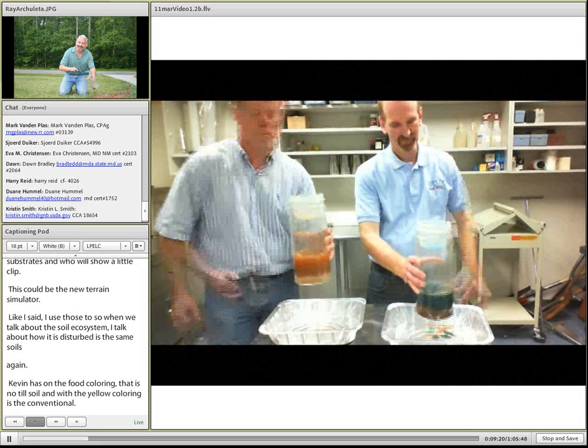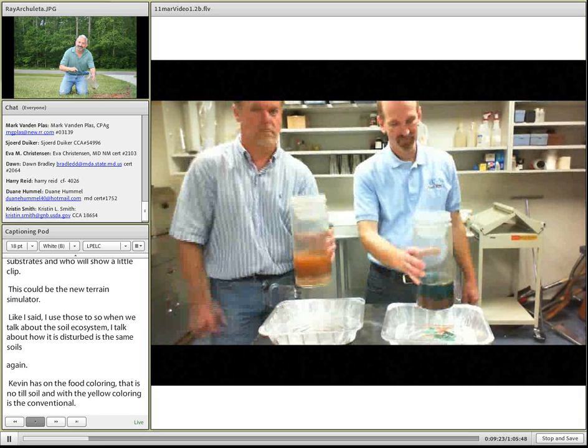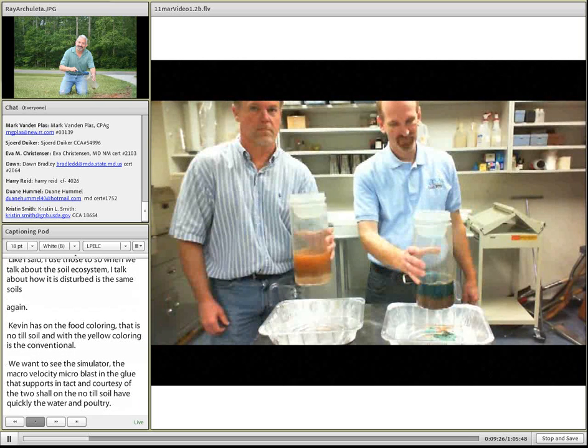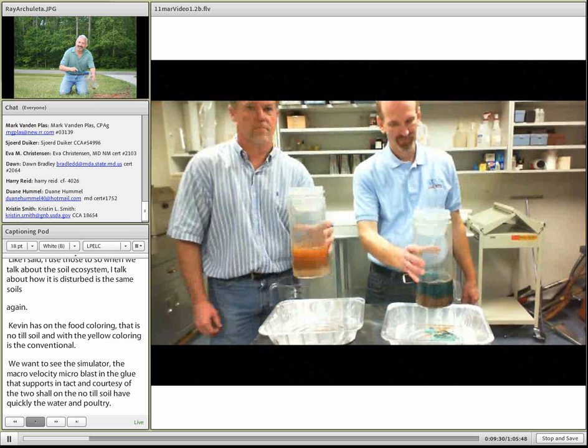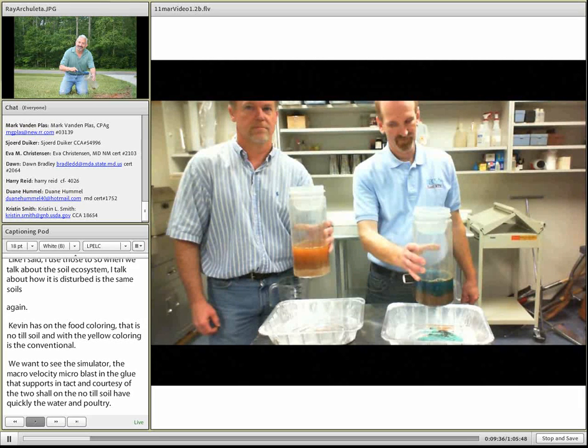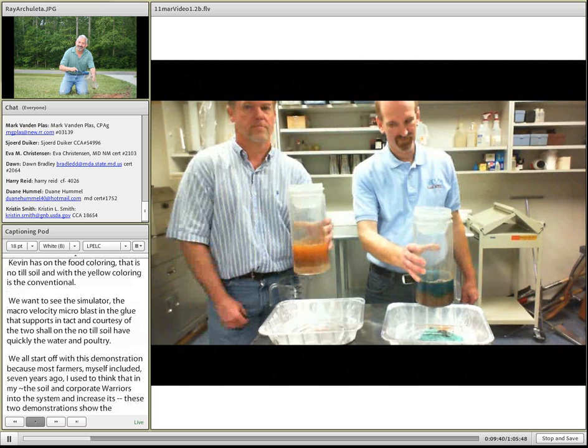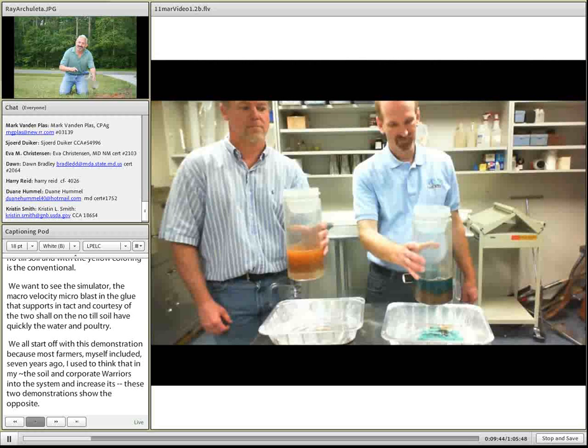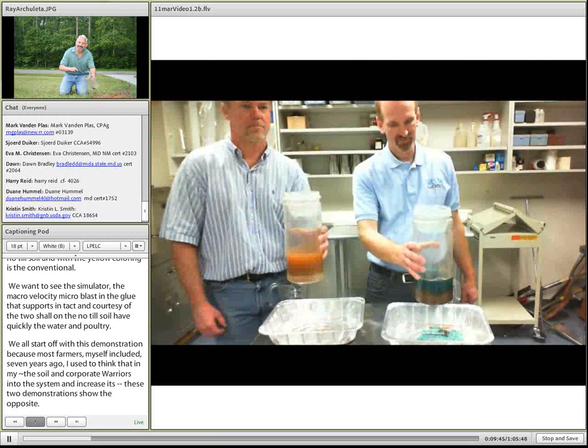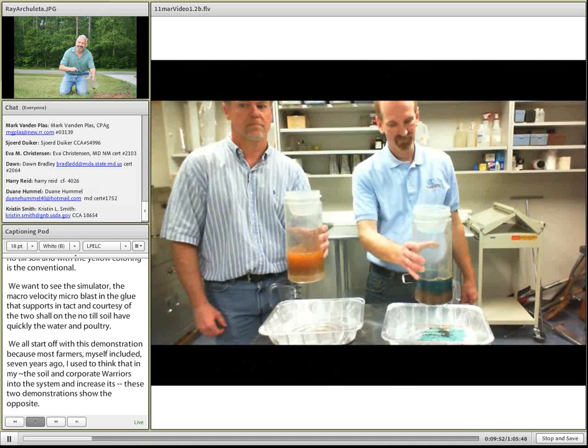We always start off with this demonstration because most farmers, even myself included about 7 years ago, I used to think if I tilled the soil, I actually incorporate more air into the system and actually increase the soil tilth. These 2 demonstrations show the opposite. You can notice on the left how the water ponded off where Steve is holding it. What's going to happen to the water in that system? The water's going to run off with the fertilizer and the pesticides and go down the river. The soil on the right, with a higher organic matter, higher CEC, is going to infiltrate.